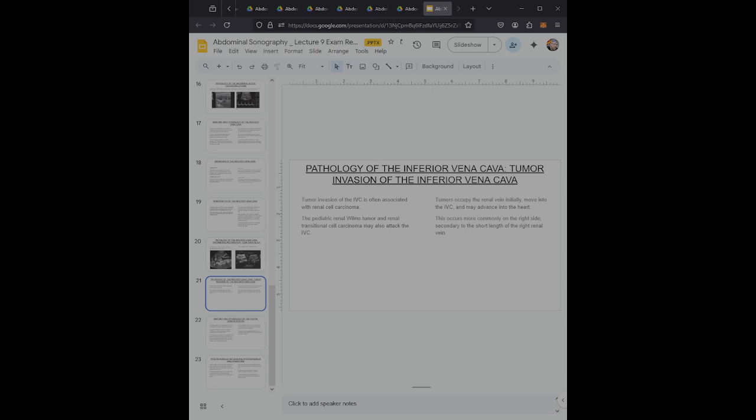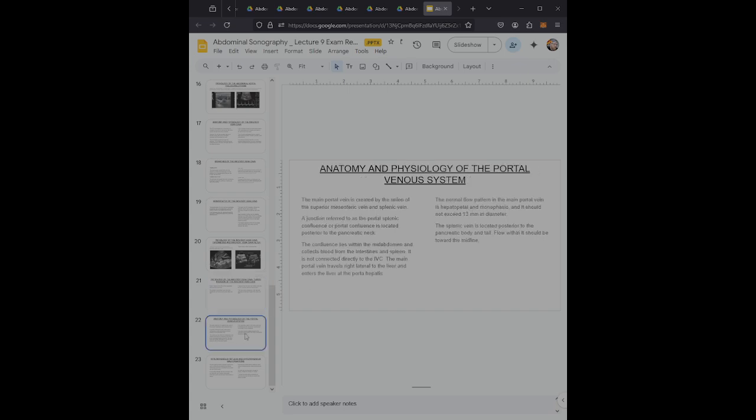So tumor invasion of the IVC is often associated with renal cell carcinoma, and the tumors occupy the renal vein initially, move into the IVC, and may advance into the heart.